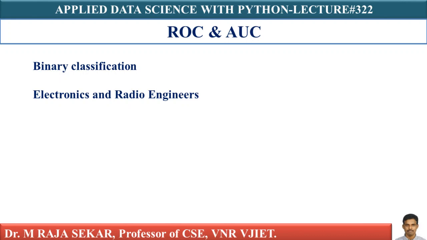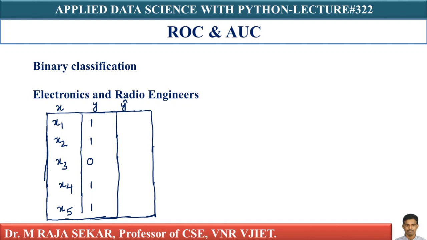Imagine I have a dataset like this. I have data points x1, x2, x3, x4, let me say x5, five data points. For each data point, I now have class labels. Let's assume this is my x, this is my y, and this is my y cap. Let the class labels for these points be 1, 1, 0, 1, 1.